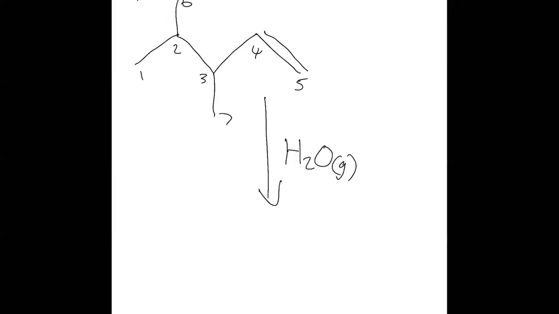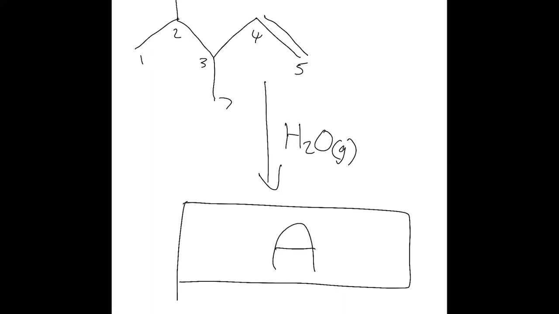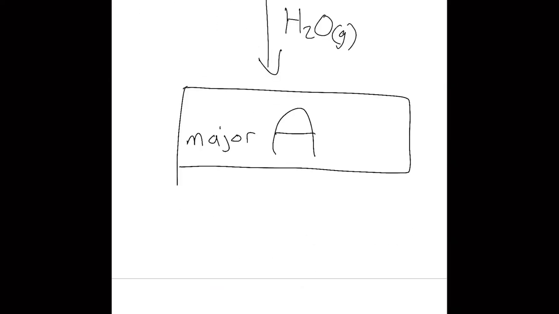Then you can say that that would be product A. Cool. And it's going to have a major and a minor. So I want you to only consider major A. There are 2 possibilities of where you can add that group. Cool. And then the second one.